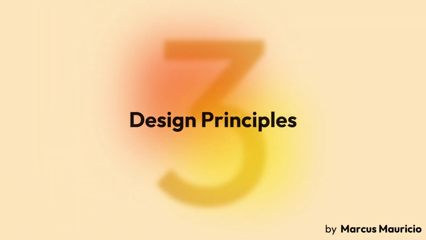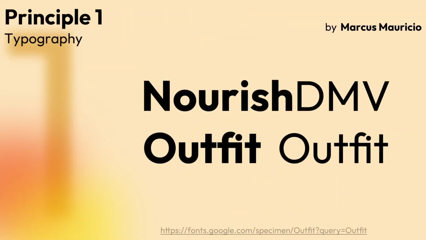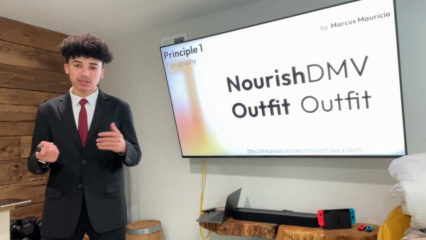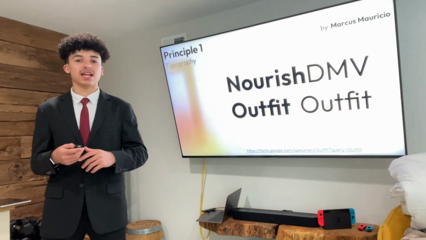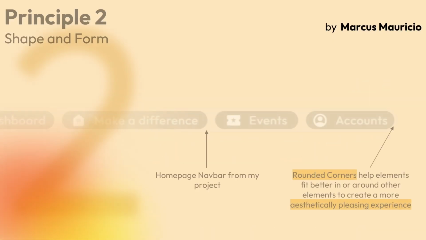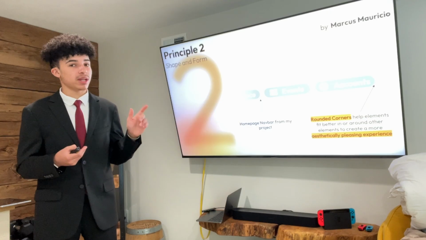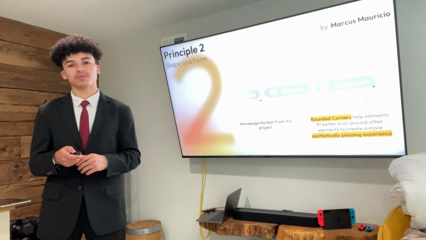Now, design principles. First, typography. I chose Outfit as the font for my project because it is easily readable, simple, and fits the aesthetic of my project. Next, shape and form. Rounded corners are used throughout my project to help elements fit together seamlessly. You can see this here from the navigation bar in my project.